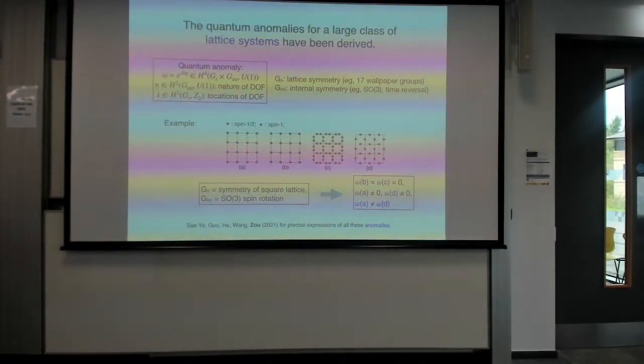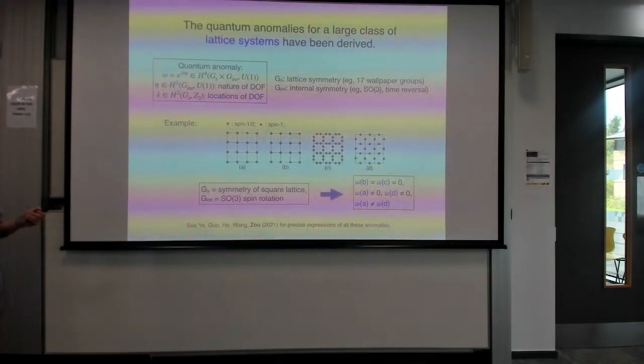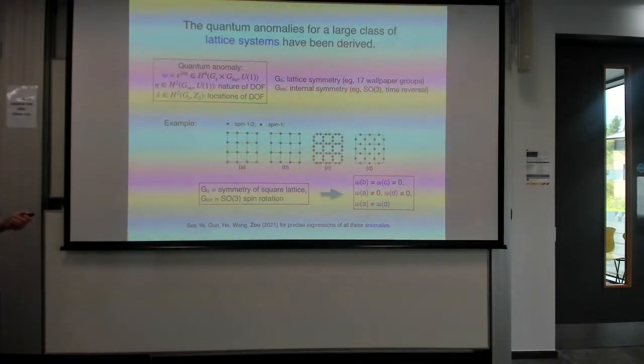Previously, people knew that some of those systems have a non-trivial quantum anomaly and some do not, but people didn't know the full characterization of the complete set of anomalies of these lattice systems. One of the key contributions of this paper is to derive the full expressions of the anomalies for a large class of lattice systems. For example, again, let's consider two-dimensional lattice spin systems. Suppose there's some lattice symmetry which I call G_S. This G_S can be any one of the 17 space groups in two dimensions. They're also called wallpaper groups because it's in 2D. G_S can be any of them.